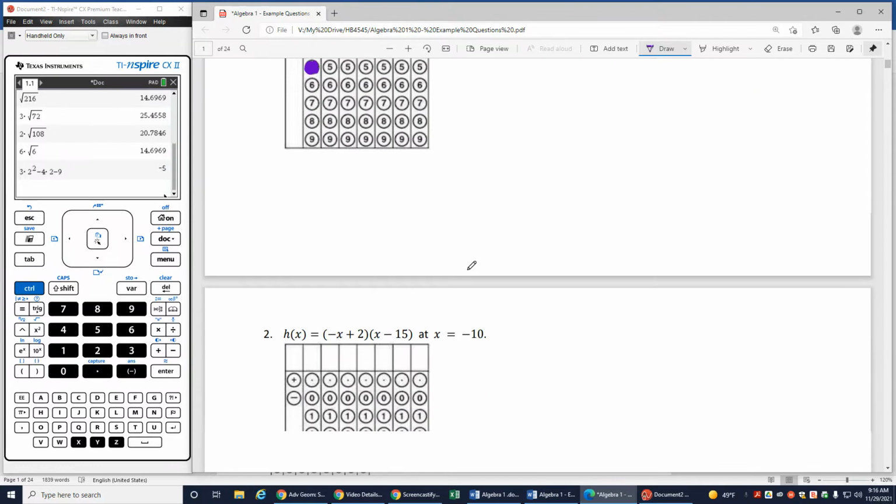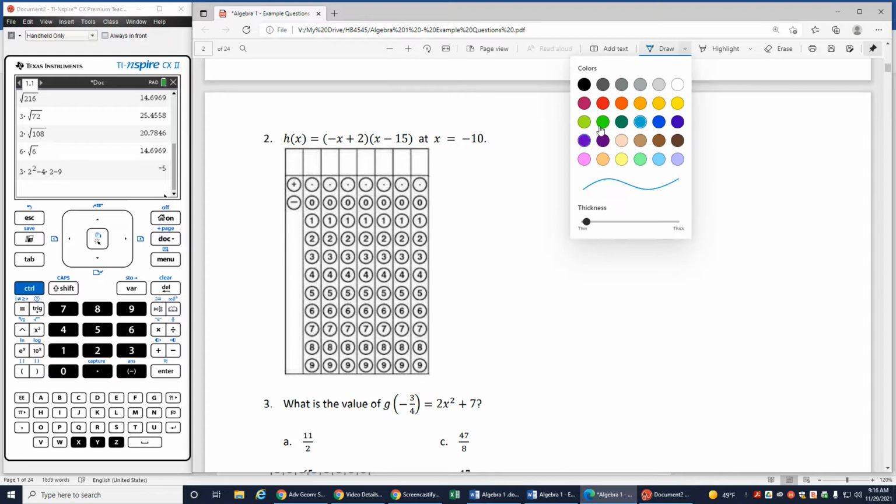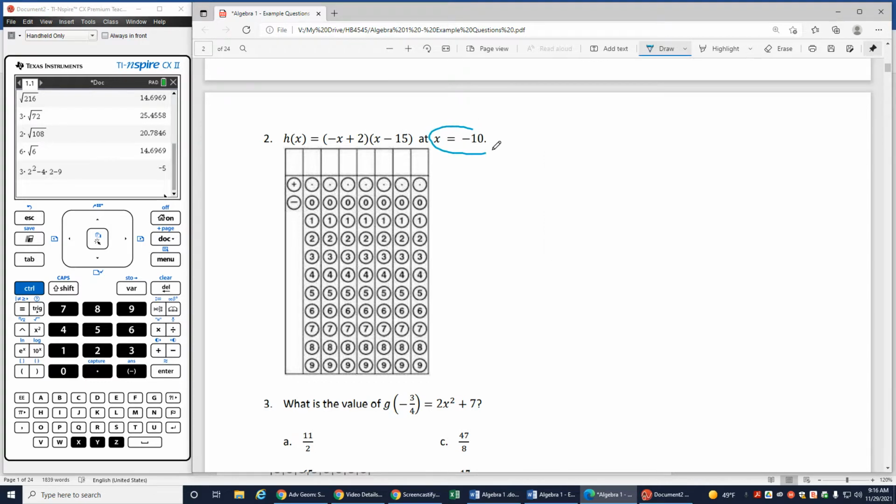Okay, let's look at the next one. So similar type of problem. This time I am going to be evaluating at x equals a negative 10. So everywhere I see an x, I'm going to replace it with a negative 10. So h of negative 10 equals negative. Notice I have a negative in front of the x, and x is also negative. So I'm going to put it in parentheses, so don't forget that there's two negatives there. Negative, negative 10, right? Negative, negative 10. Plus 2 times negative 10 minus 15.